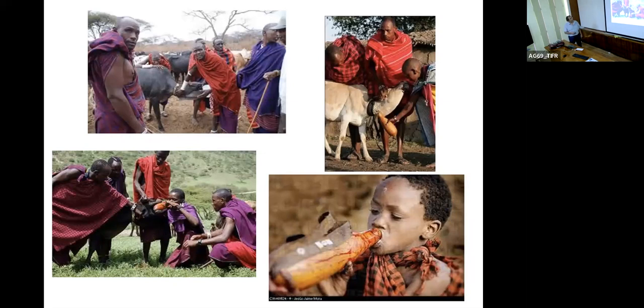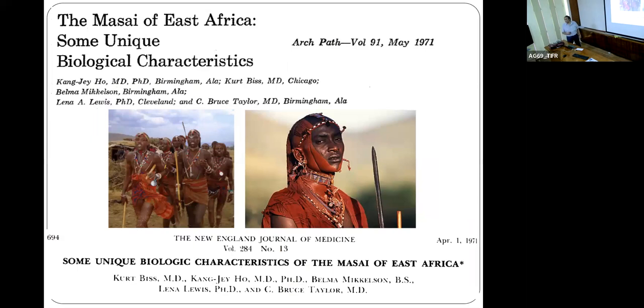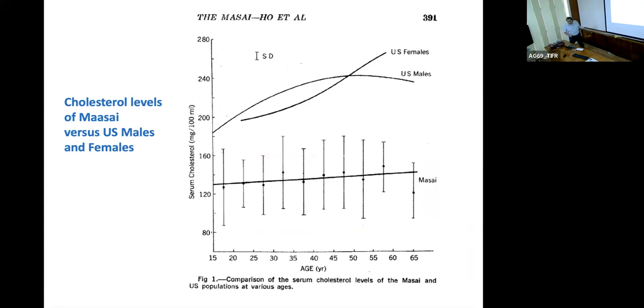Okay. Now, in 1971, there was a paper published in the New England Journal of Medicine that described some special characteristics of the Maasai. So what they found is that the x-axis is age, the y-axis is total serum cholesterol levels. And this shows you the curve for US males, and this is US females. And can anyone tell me why there is a crossover? Something happens at 45. Menopause. So estrogen protects women against high cholesterol. And at menopause, estrogen stops. And so we take over. Unfortunately, women live longer than us anyway, because most of you are men.